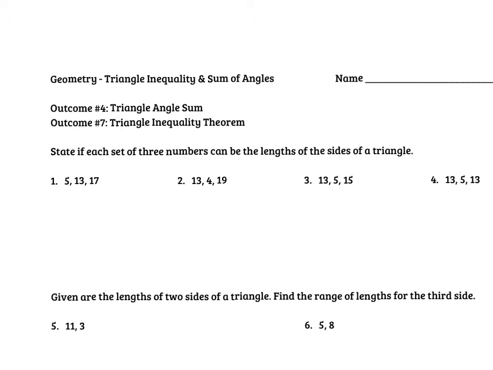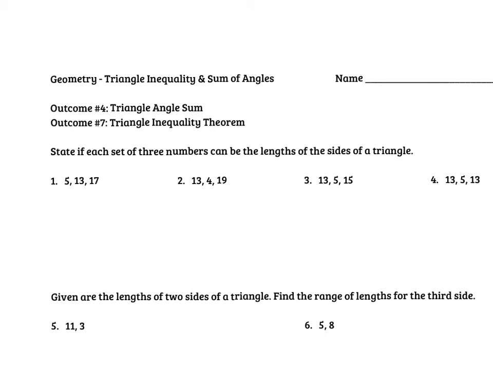So in class, we took spaghetti noodles, obviously uncooked spaghetti noodles, and we created triangles using rulers and measuring the side lengths. And we figured out that if the sum of two sides is less than the third side, it does not actually form a triangle. So that was why we did that activity. It was sort of a way to discover the theorem for ourselves.